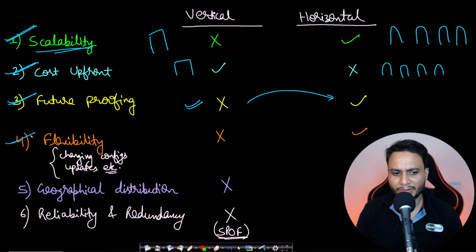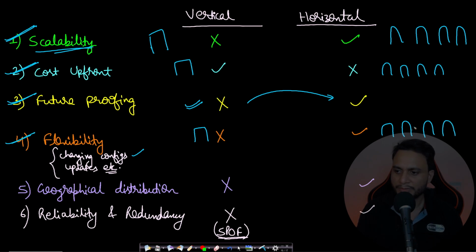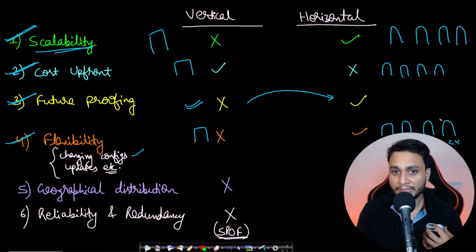Now let's talk about flexibility. When it comes to flexibility, I'll take two parameters. One is changing the configuration. Since you just have a single machine in vertical scaling, having multiple configurations on the same piece of hardware is very difficult to manage. However, if you consider the horizontally scaled system, you will have multiple systems and you can have multiple configurations for multiple machines. So it is easier to run multiple configurations on horizontal scaling as compared to vertical scaling.